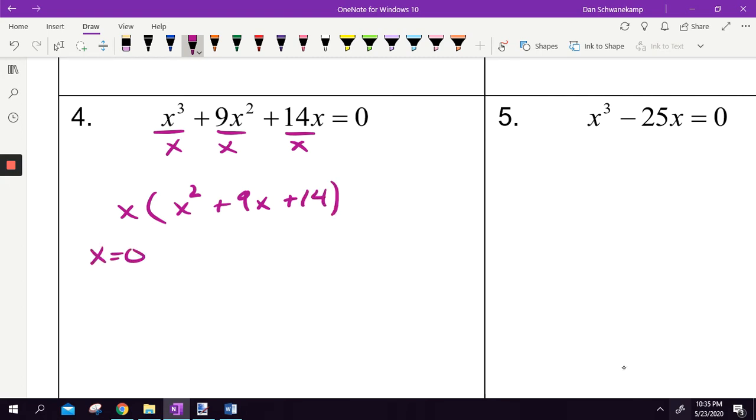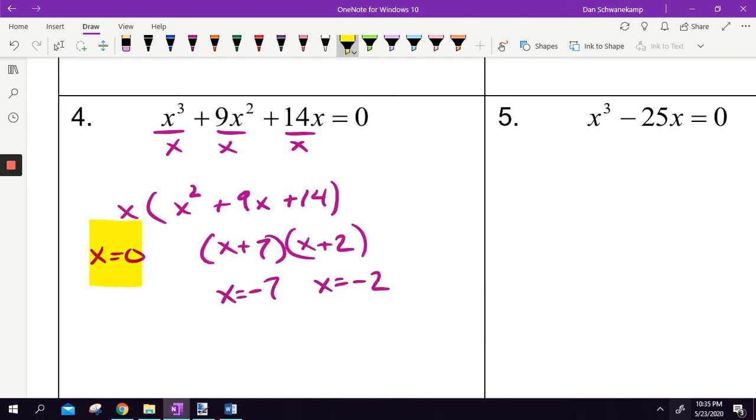X equals 0. I'm going to factor this guy. X plus 7 and x plus 2. X equals negative 7. X equals negative 2. 1, 2, 3 answers. I'm good.